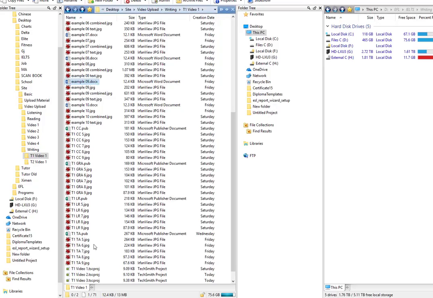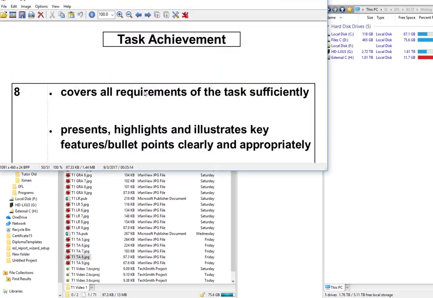So if we look at task achievement, possibly an 8. It's well written, even though there are some minor inappropriacies.